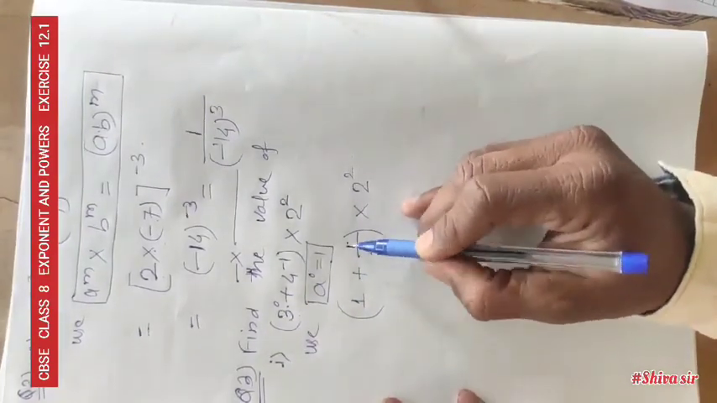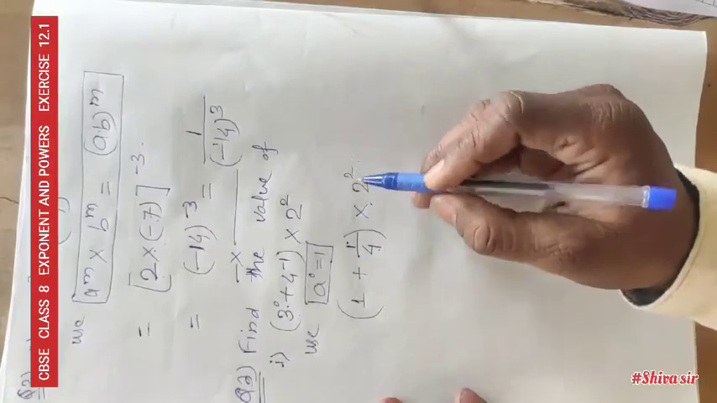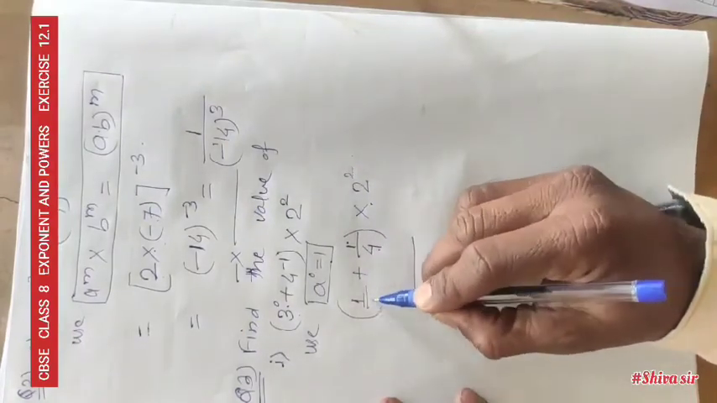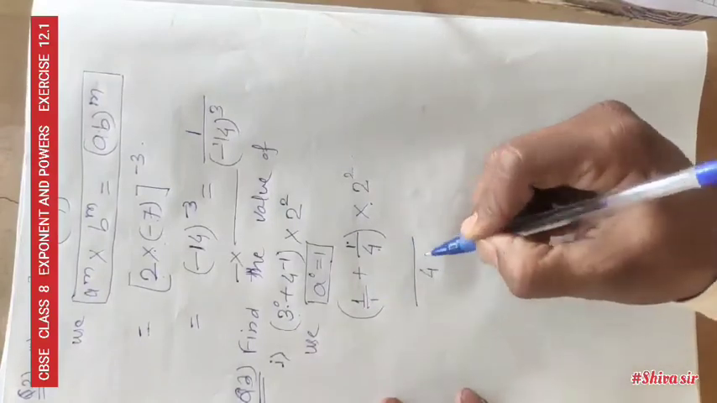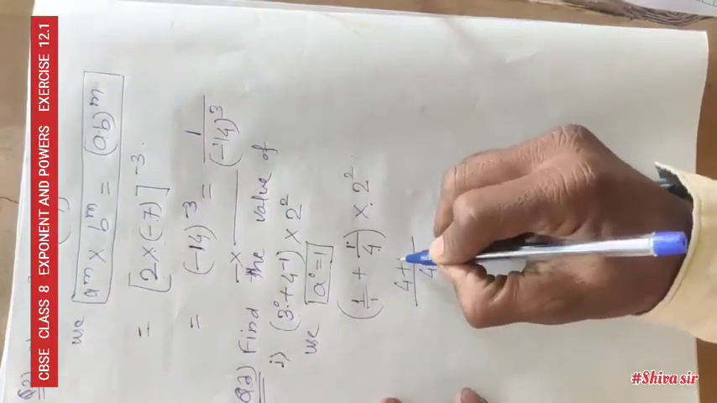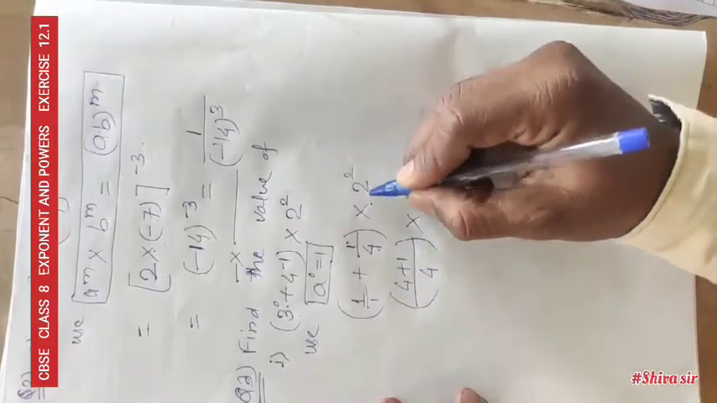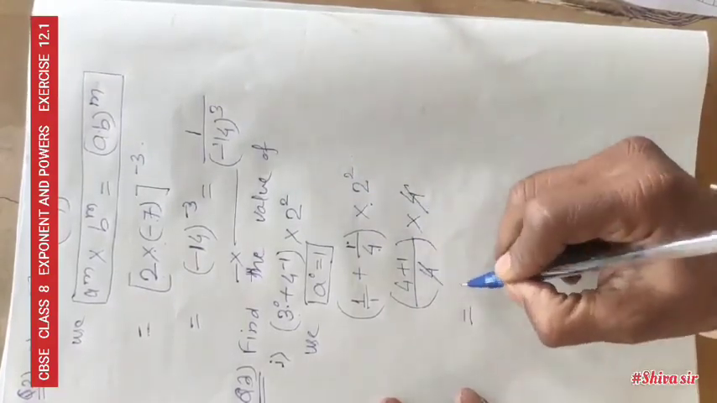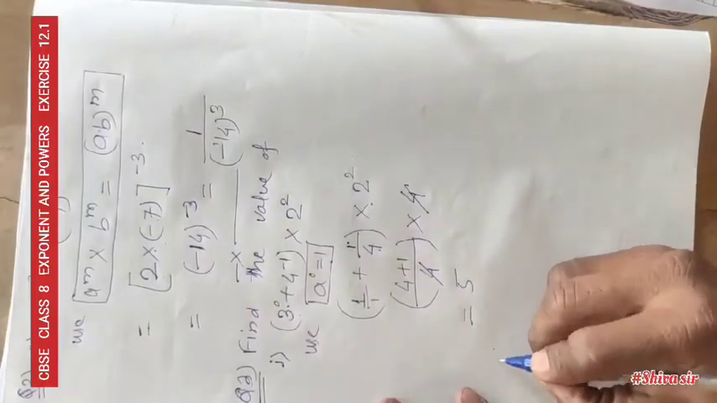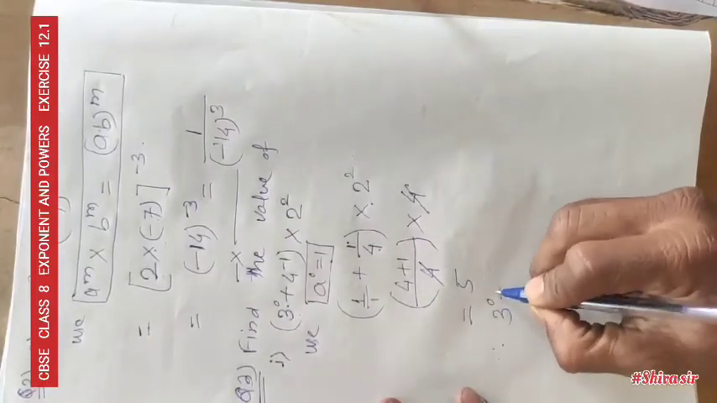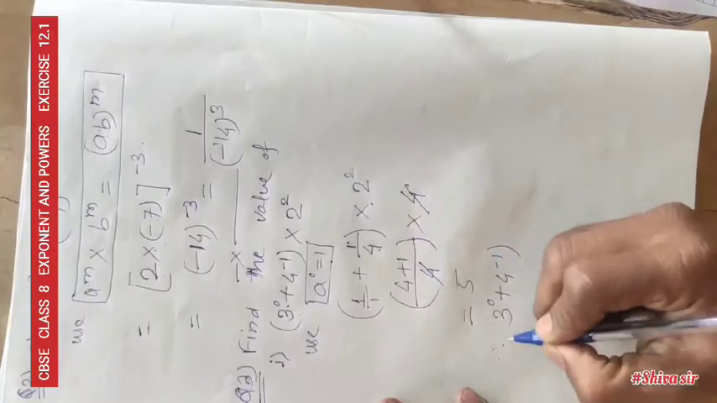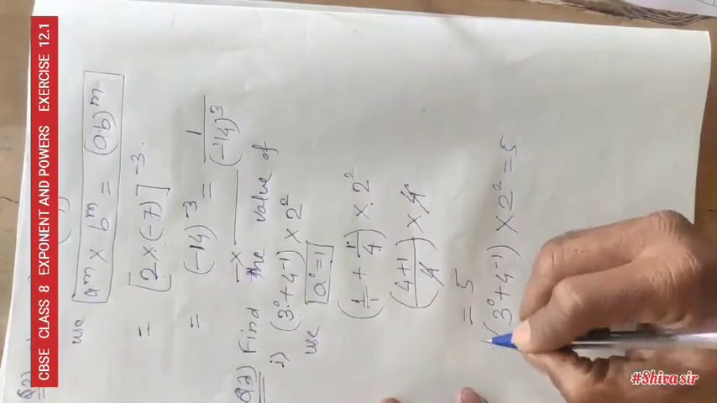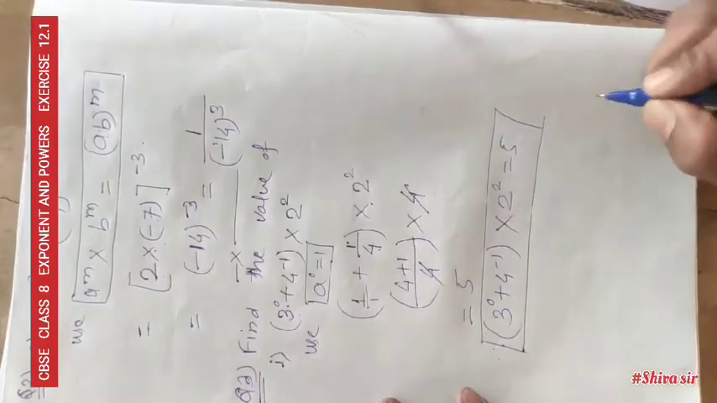And this plus 1 upon 4 into 2 raised to the power 2. Now to solve this bracket, taking the denominator as 4, 4 into 1 is 4, plus 1 into, and the 2 square is also 4. Here 4 get cancelled. Our answer is 5. So therefore the answer of 3 raised to the power 0 plus 4 raised to the power minus 1 into 2 square is equal to 5.